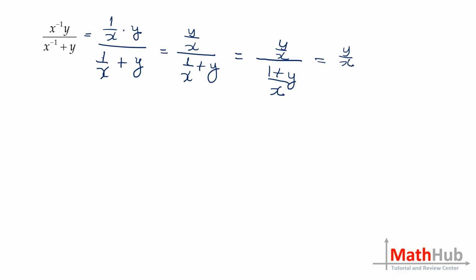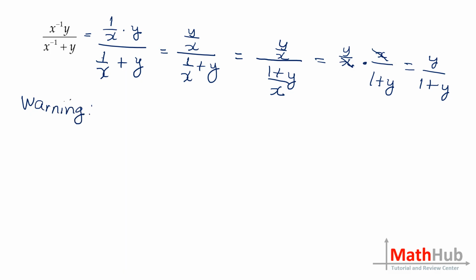And then change division to multiplication. Reciprocal, x over 1 plus y. So we can now cancel x. We're left with y over 1 plus y. Now take note, I just want to write this as a warning.